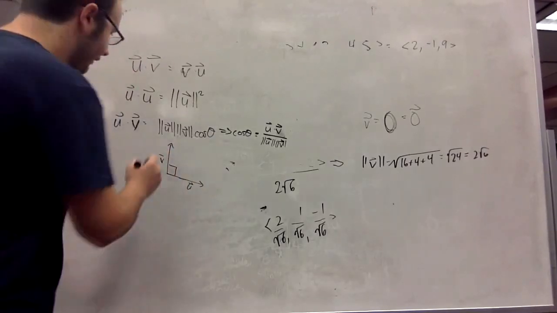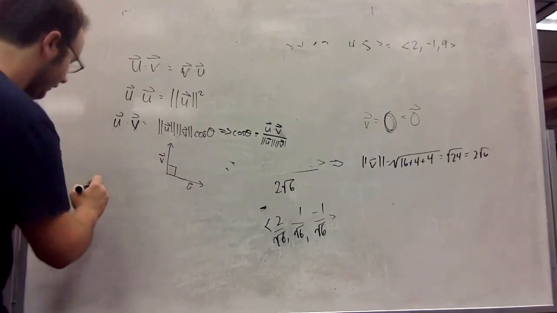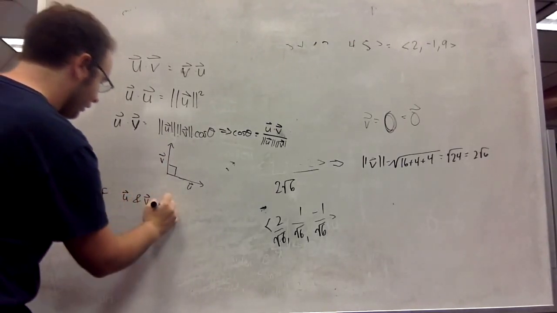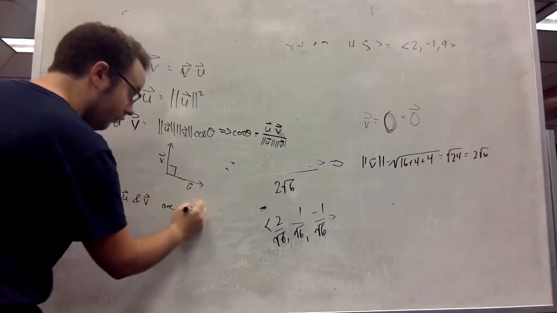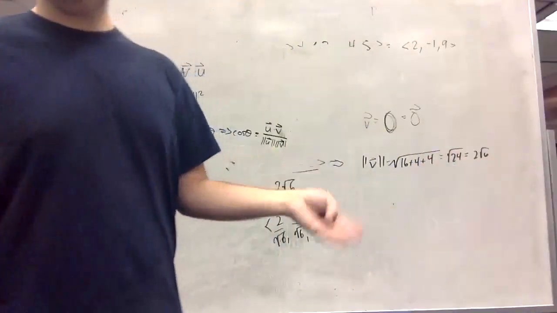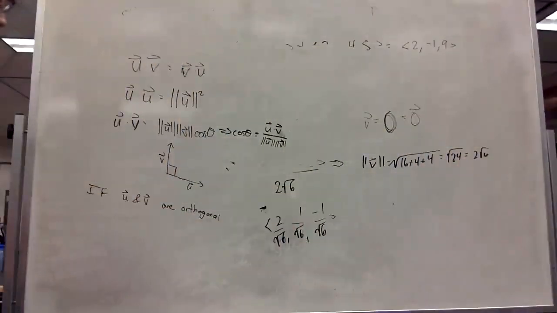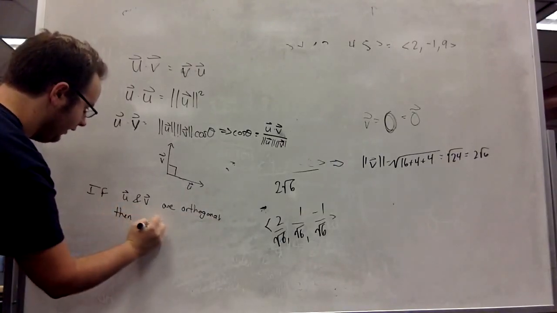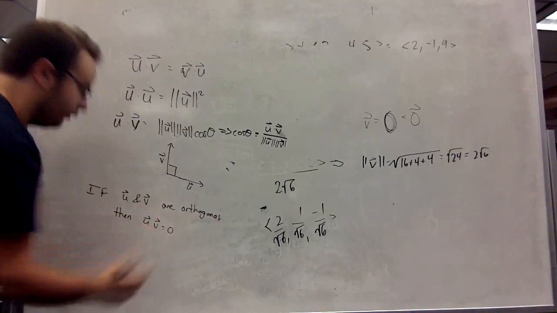This gives rise to the idea, something you could write underneath that. If u and v are orthogonal, perpendicular, normal, they all mean the same thing. And by the way, you're going to hear me say normal, orthogonal, and perpendicular. They all mean the same thing, right? If u and v are orthogonal, then u dot v equals 0, the scalar 0.